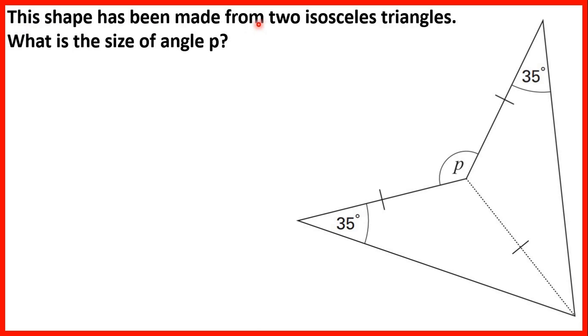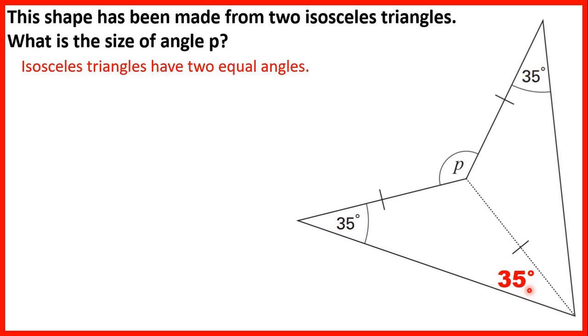This shape has been made from 2 isosceles triangles. What is the size of angle P? So we need to work out this angle here, but to do that we need to find the other angles in our triangles. So we can remember that isosceles triangles have 2 equal angles. So if this angle is 35 degrees, this angle will be 35 as well. And this angle here will be 35 because this triangle is also isosceles.